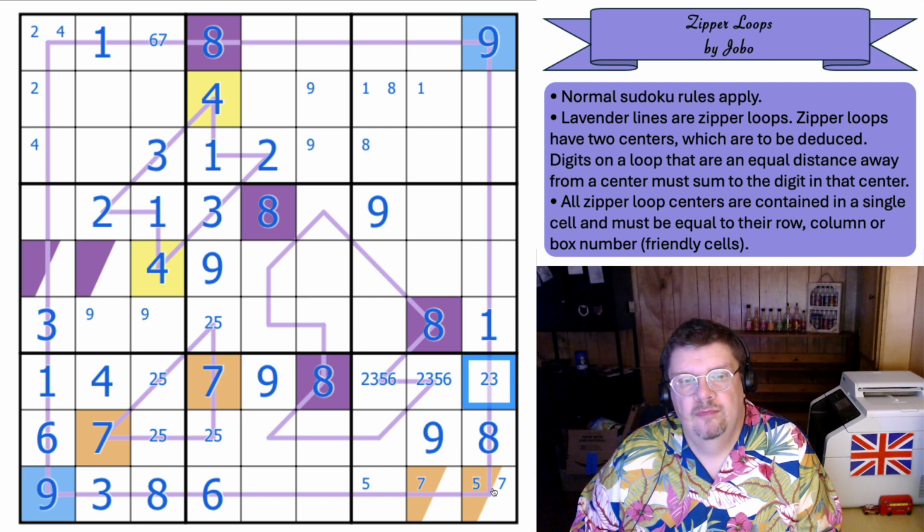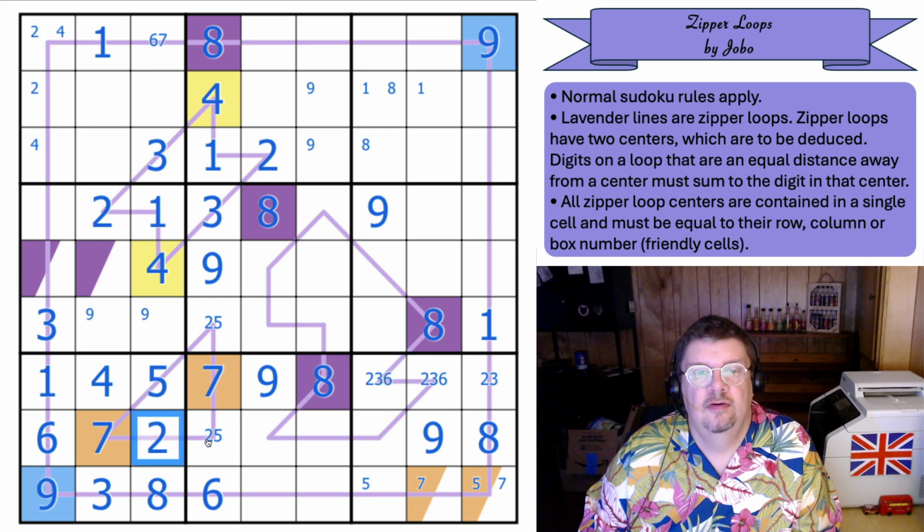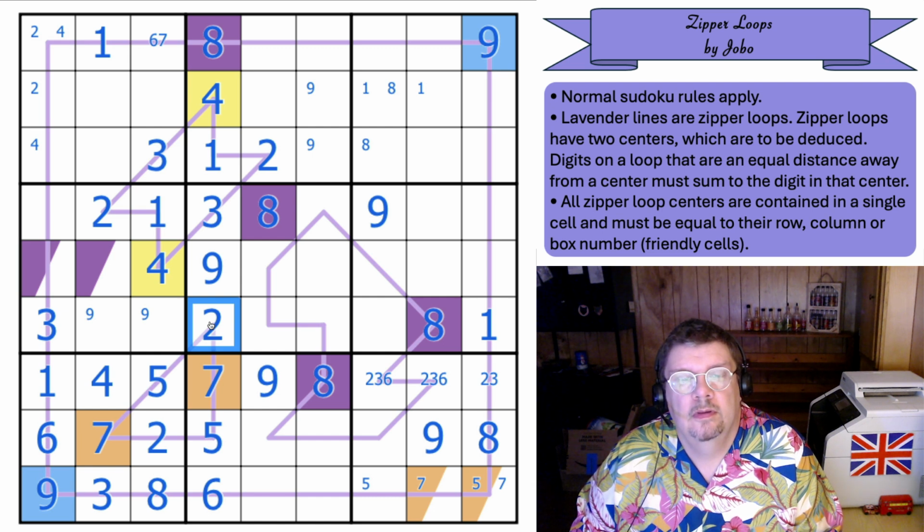Why do we know that there's a 5 there? Why have I got that pencil marked? Because that seems important. That's because 4 in this box must go there or there. All right, so if one of those is a 5, then neither of those is a 5. That makes that a 5, that's a 2, that's a 5, and that's a 2. Okay.